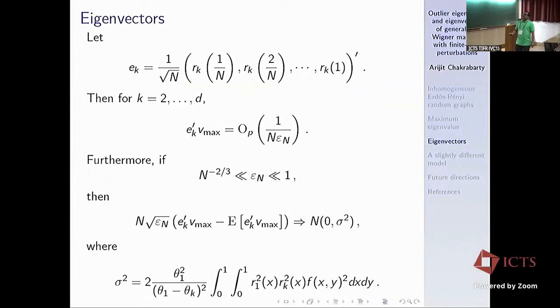What is missing over here is E1 prime Vmax. Unlike these things, E1 prime Vmax goes to 1, because Vmax is asymptotically aligned with E1. And the question there is, at what rate? The answer is a few slides later.